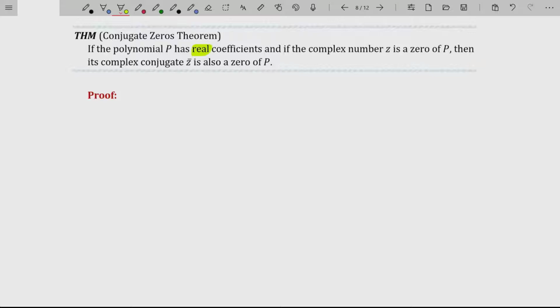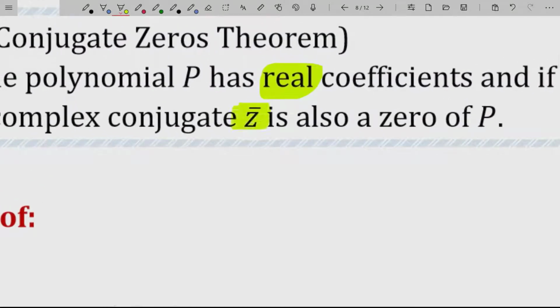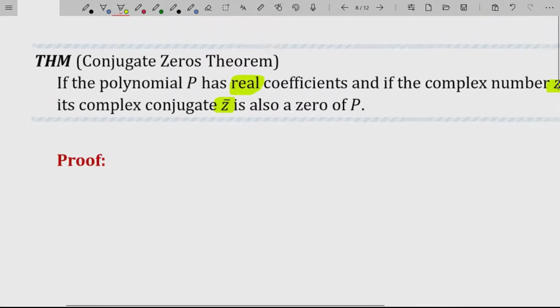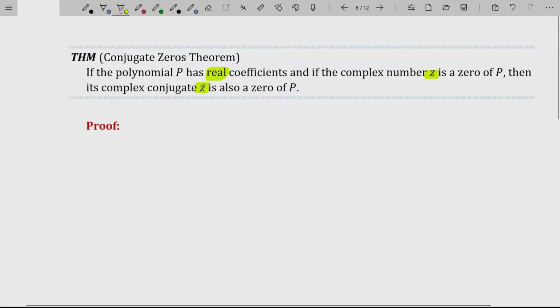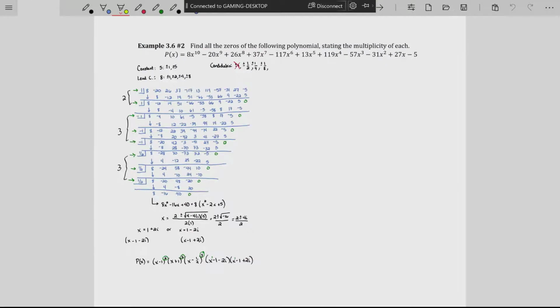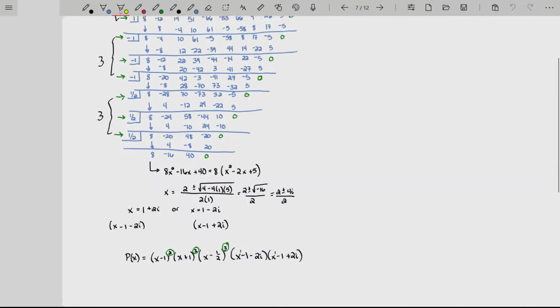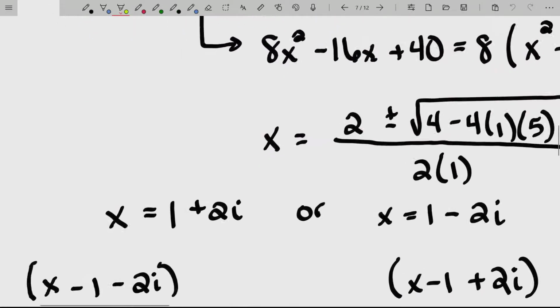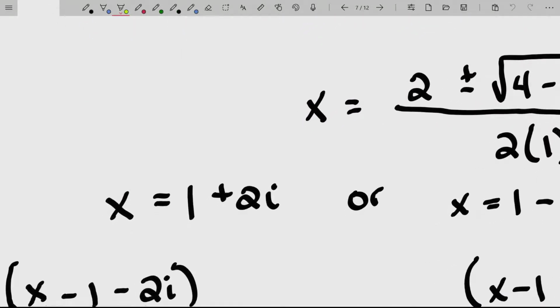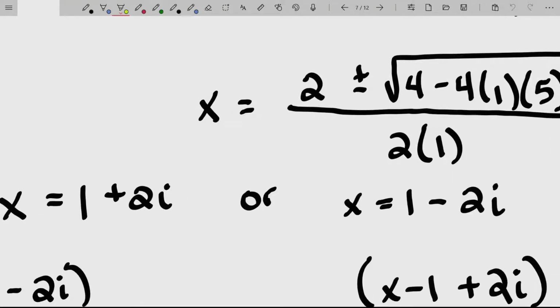But if your polynomial has real coefficients, and if the complex number z, which is pretty typical, we use z for a complex number instead of x, is a 0, then its complex conjugate, z bar, is also a 0 of your polynomial. Now, before proving this, let's take a look at that last example. You'll notice I had a 0 at x equals 1 plus 2i, and its conjugate, 1 minus 2i, was also a 0.